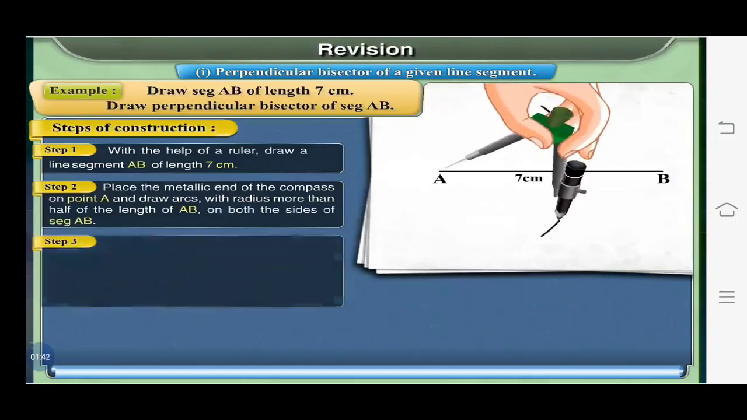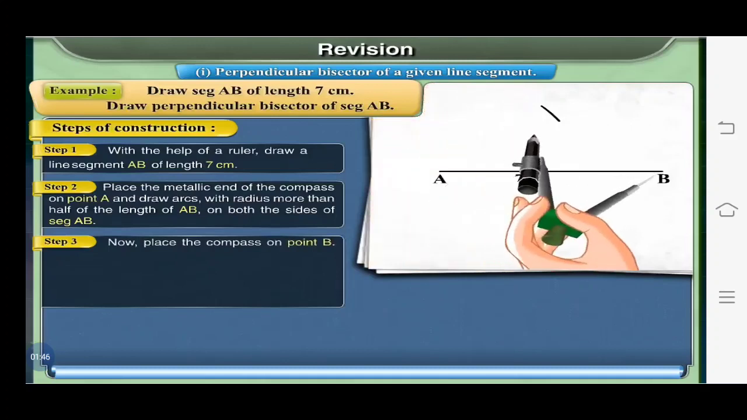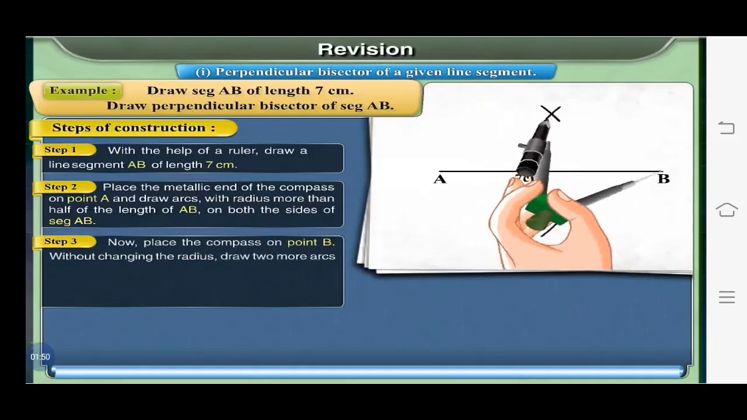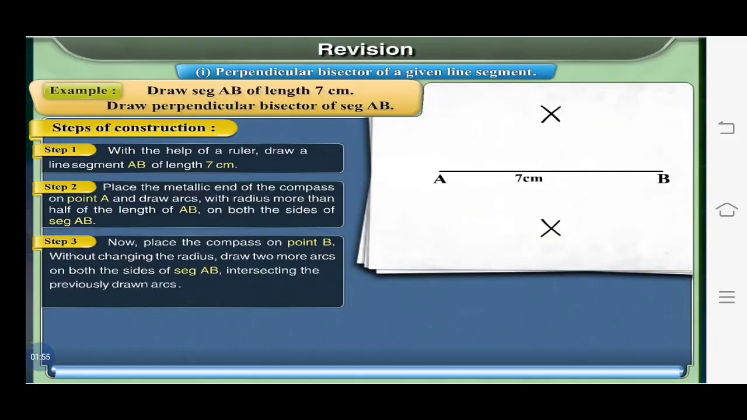Step 3. Now, place the compass on point B. Without changing the radius, draw two more arcs on both the sides of segment AB, intersecting the previously drawn arcs. Name the points of intersection as P and Q.